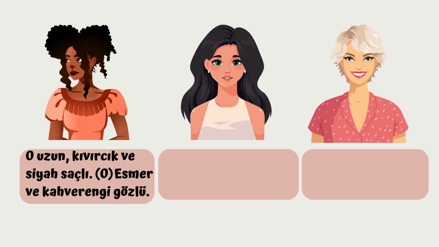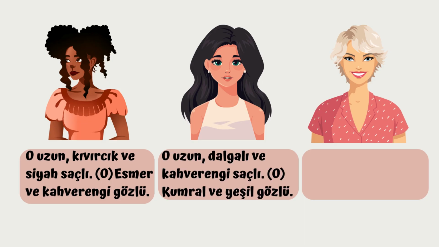Okay, the second one. O uzun, dalgalı ve kahverengi saçlı. Kumral ve yeşil gözlü. So she's with long, wavy and brown hair. She's a brunette and she's with green eyes. This is what we're saying. It's literal translation. And then last woman.